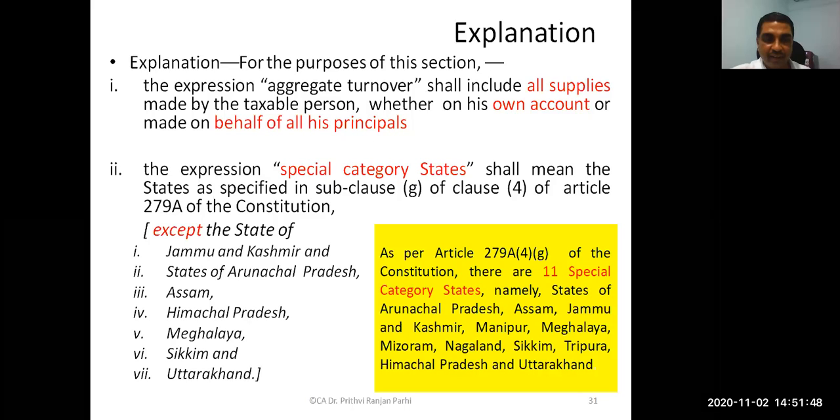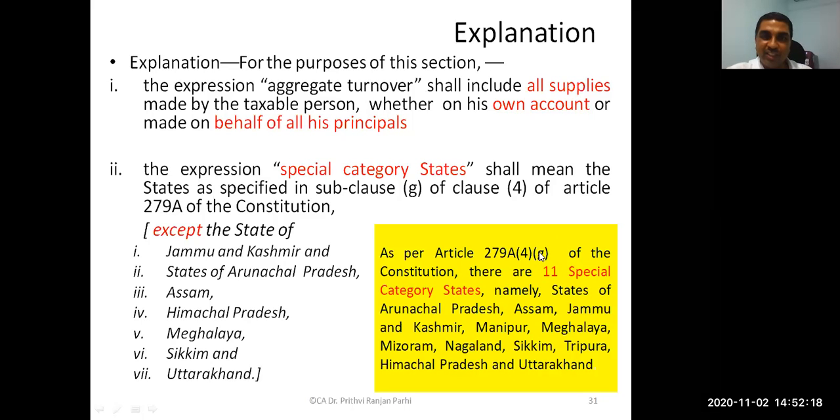Can you read it? Arunachal Pradesh, Assam, Jammu and Kashmir, Manipur, Meghalaya, Mizoram, Nagaland, Sikkim, Tripura, Himachal Pradesh, and Uttarakhand. Can you count how many states can be regarded as special category states? Yes, 11. These are special category states as per Article 279A(4)(g).